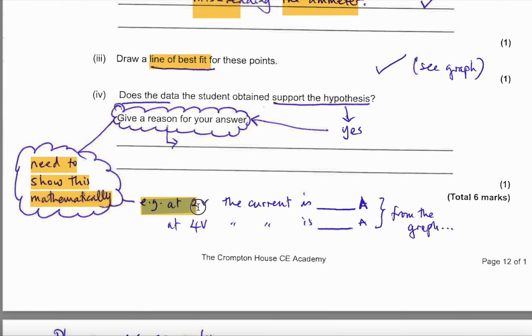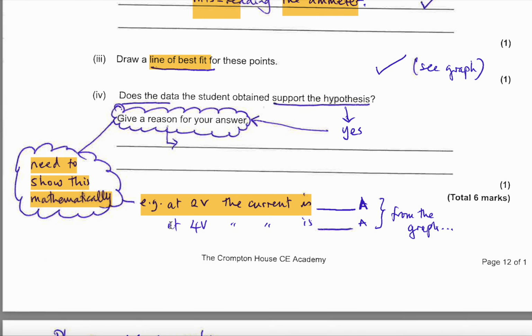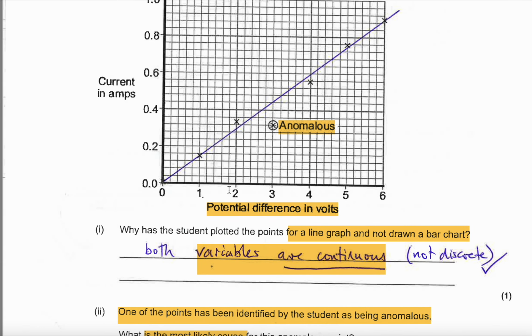Example, you could say at 2 volts, the current is such and such. So you read up from the graph, what is the current at 2 volts? It's about halfway between 0.2 and 0.4. It's not this anomalous point, not the point that fits. You actually use the line, and it's exactly halfway between 0.2 and 0.4. So you would say at 2 volts is 0.3.